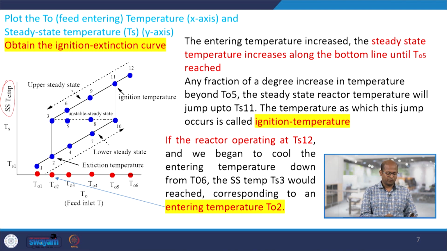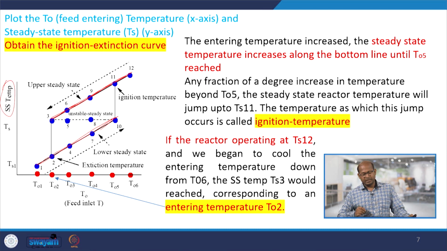Now, if we join points 1, 2, 4, 7 and 10, we get a line which is called the lower steady state line. Similarly, if we join points 3, 6, 9, 11 and 12, this is called the upper steady state line. For this particular system, or operation, or reaction, if we conduct it inside the reactor, heat removal and heat generation are both there, and depending upon the feed inlet temperature, we can get these steady state temperatures.